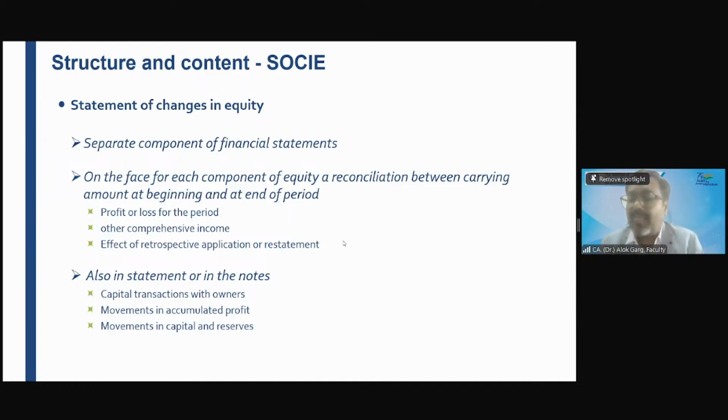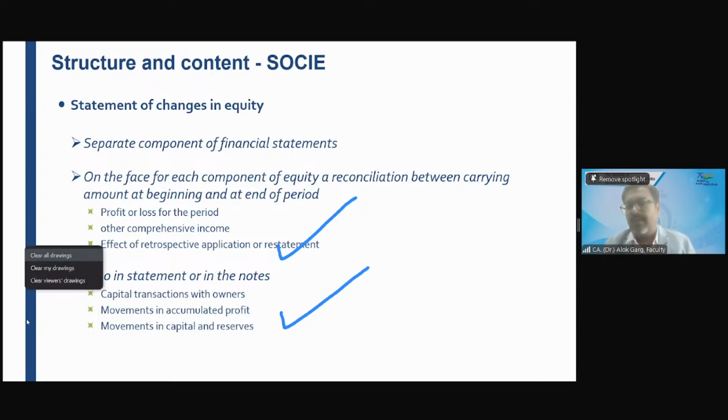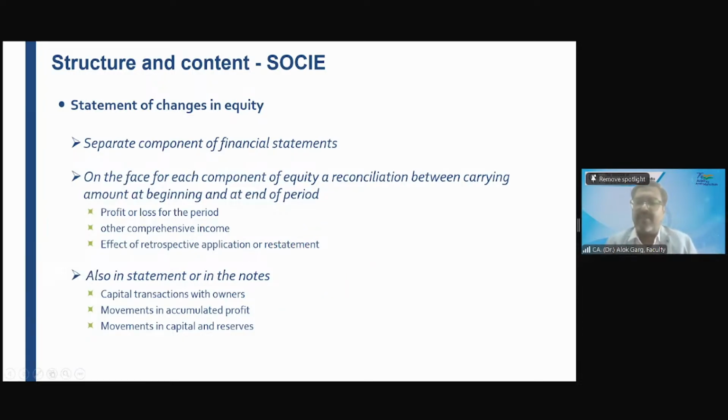On the face, the format is given in Schedule 3, and Ind AS 1 says that on the face, for each component of equity, a reconciliation between the carrying amount at the beginning and at the end has to be given. Retained earning: opening retained earning, profit for the year, dividend distributed, closing retained earning. So the reconciliation for every reserves and surplus has to be given, right? Also in the statement or in the notes, whatever is the capital transaction with owners, movement in accumulated profit, movement in capital reserves, all these aspects are required to be given. Are you clear on the statement of changes in equity? Is it clear to everyone? Yes or no?